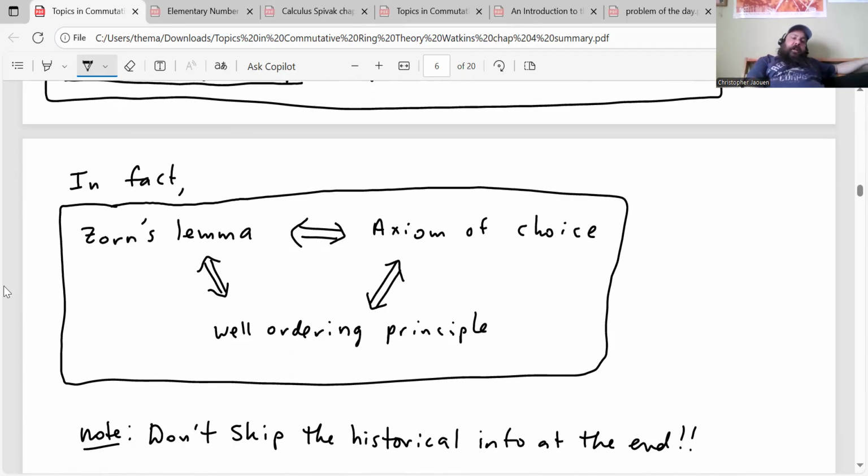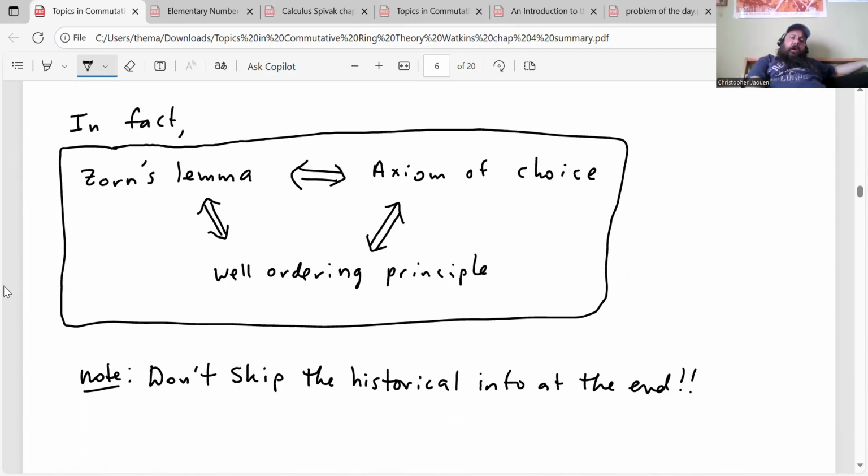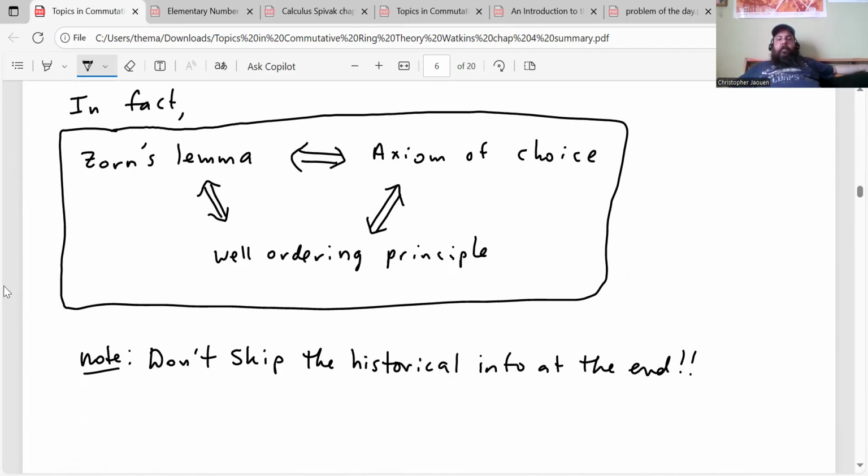Anyway, that's the end of chapter 4. Kind of a short chapter. But again, just to remind you, don't skip the historical info at the end. It's kind of interesting. I'm not going to talk about that here though, because this is just my notes on the chapter.